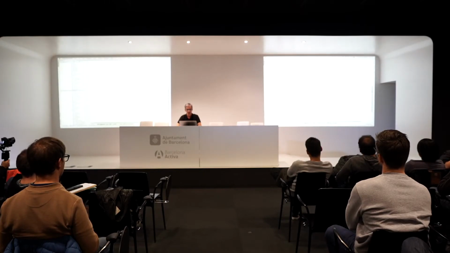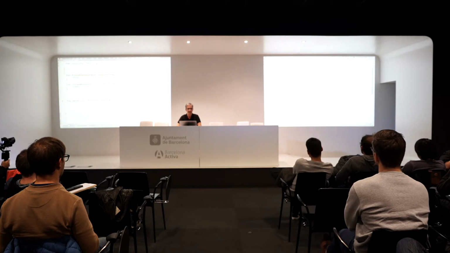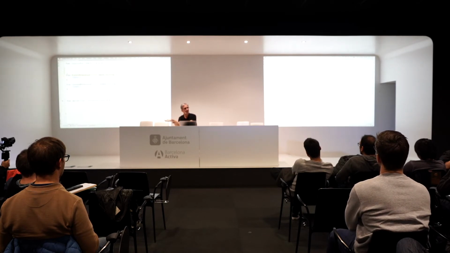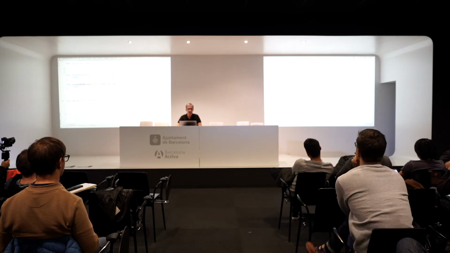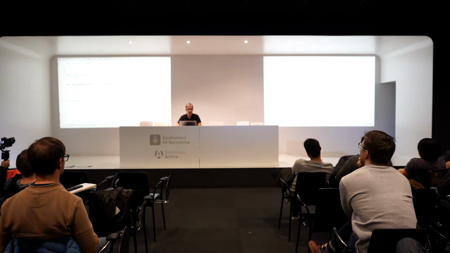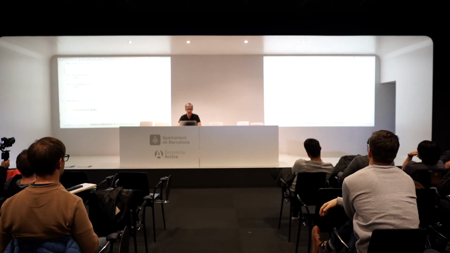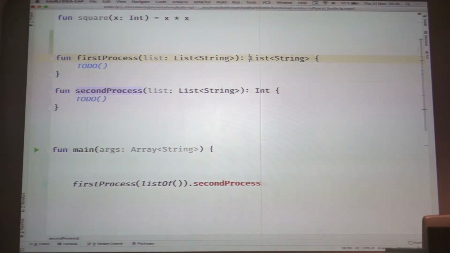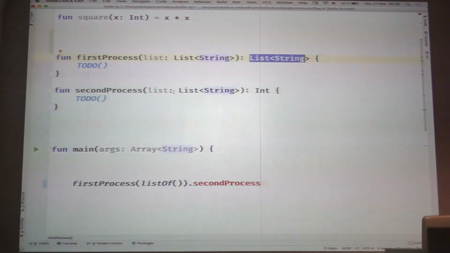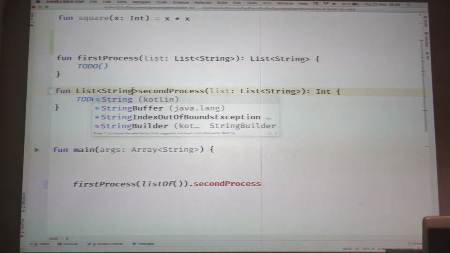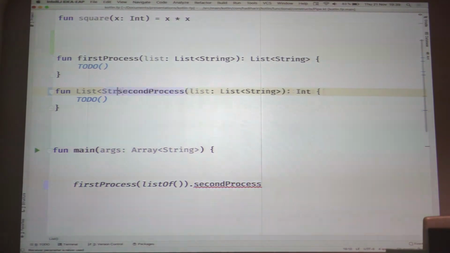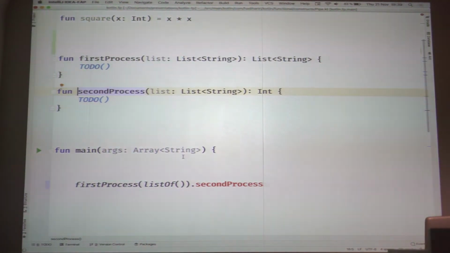What else could we do? Well, what about piping? So let's say that I have this function over here, which is called list, that takes a list of strings, and it returns a list of strings. And then I have another one that takes a list of int strings and returns an integer. And I say to you, I want you to take the first process, so I can say, for example, first process, list of, and I want you to call second process on that. And you're like, well, I can't. Why? Because second process is not part of list of string. So I'll say, well, you could create a list of string extension function to second process. But that starts to become tedious. You don't want to do that all the time.